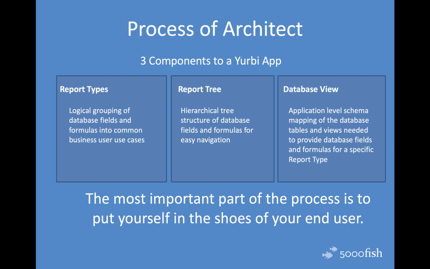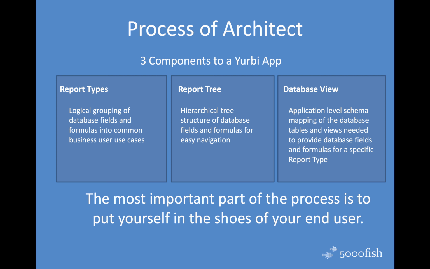Now, as we covered in that overview, there's three processes to that Yurbi app. There's your report types, that's the logical grouping of the database fields. There's a report tree, that's going to be the list of fields that you share with the builder. And then there's the database view, and that's going to be all the tables and the joins and the relationships on how all those fields are connected. The database view is what allows Yurbi to dynamically build that SQL query in order to pull data from your database without the business user or the builder having to write any code or know anything about your schema.